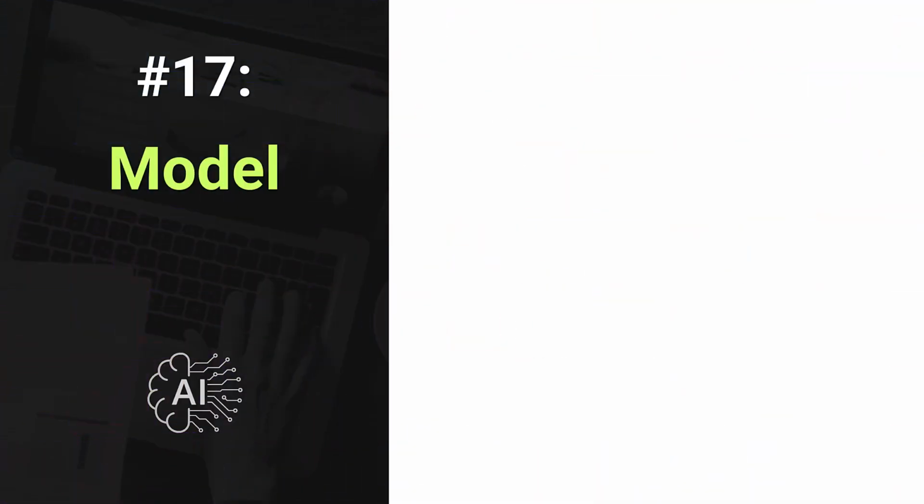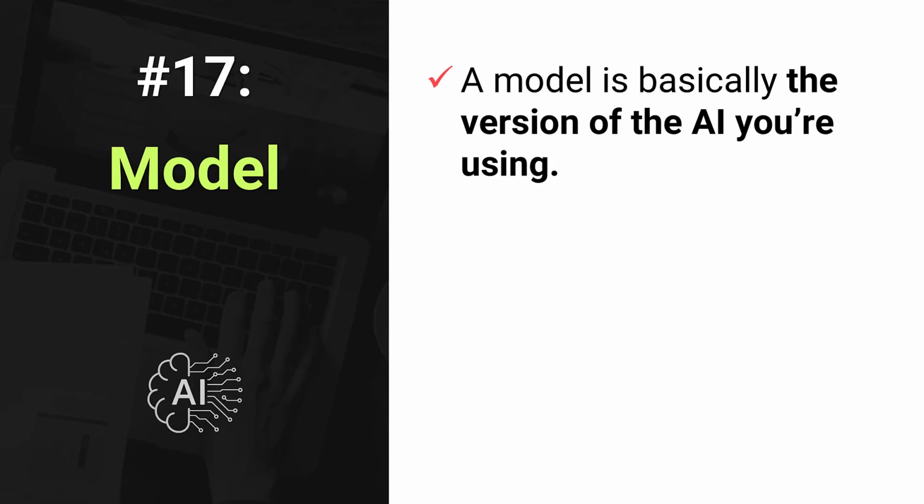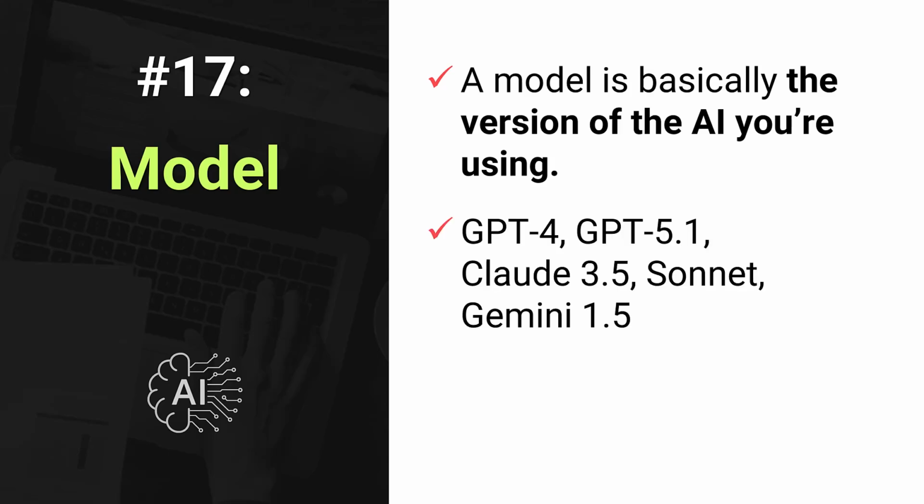And finally, the word model. You've probably seen this everywhere. A model is basically the version of the AI you're using. GPT-4, GPT 5.1, Claude 3.5 Sonnet, Gemini 1.5. All of these are models. It's the underlying AI engine that generates the responses you're getting. Newer models are usually faster, smarter, and more capable than older ones.